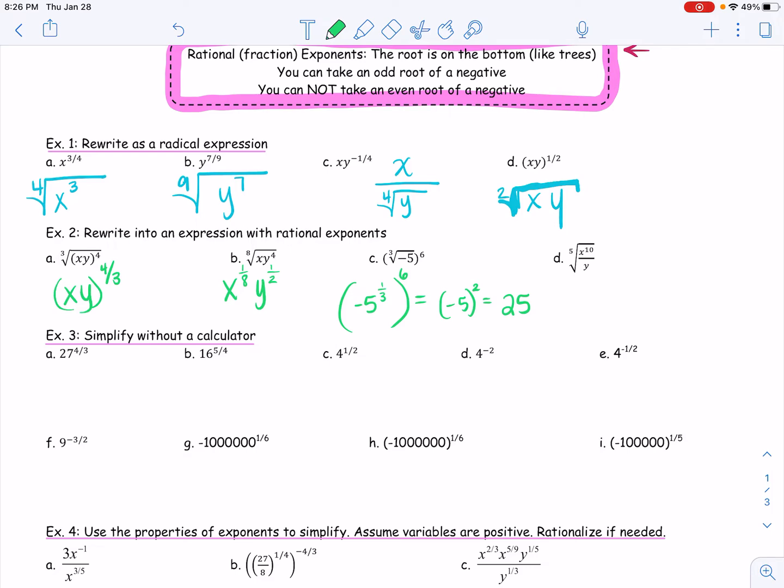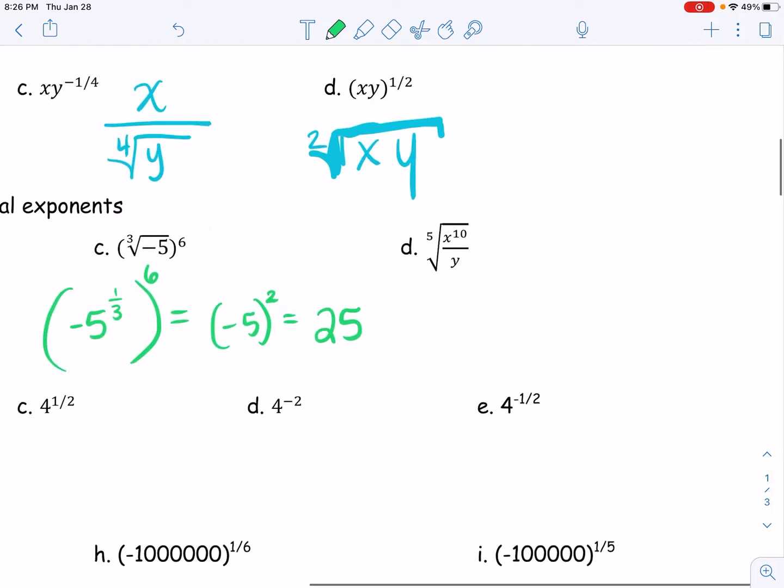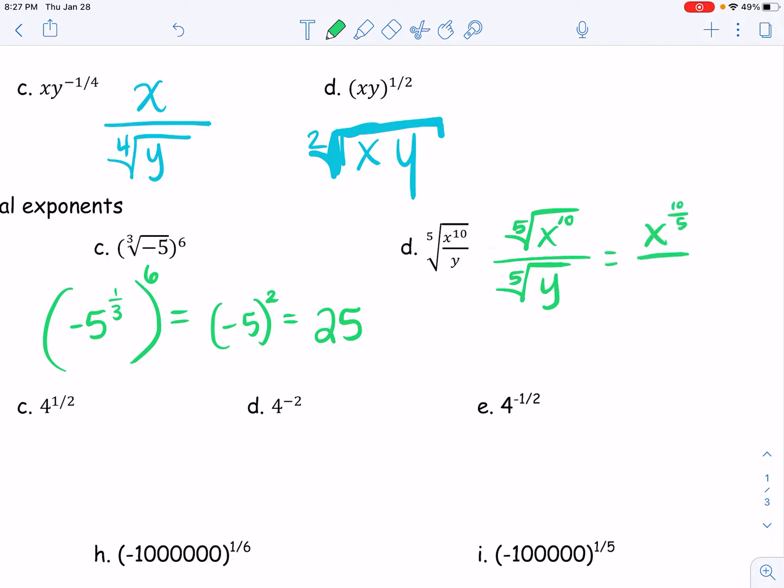So if you want to split that up to help you, this would look like the 5th root of x to the 10th power divided by the 5th root of y. So that might help you because now you can say, well, this is x to the 10/5 over y to the 1/5. And then I would simplify just one more time and say that this is x squared over y to the 1/5.